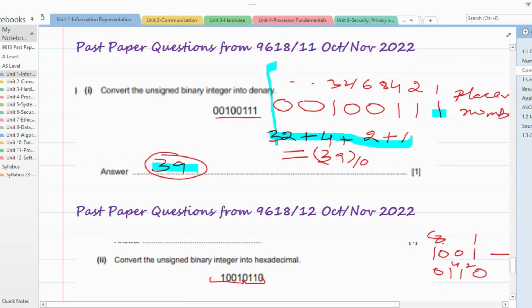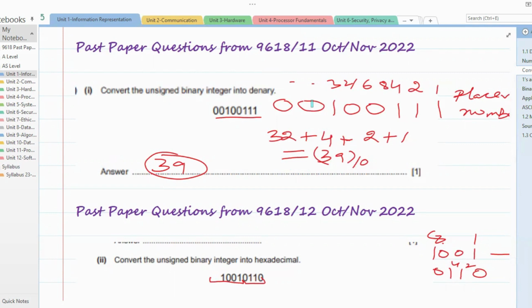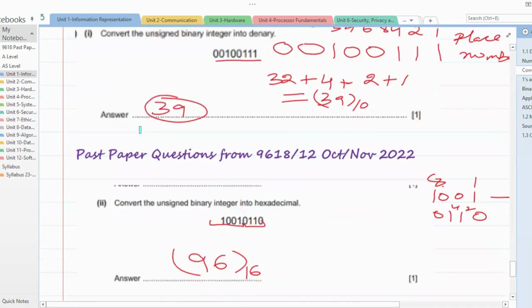In case they ask you to show the working and they provide you with working space, you do show your method, because in the marking scheme there is a mark associated with your working also. 1 mark will be for the answer and 1 mark for the working. So always show working wherever working space is given, right?